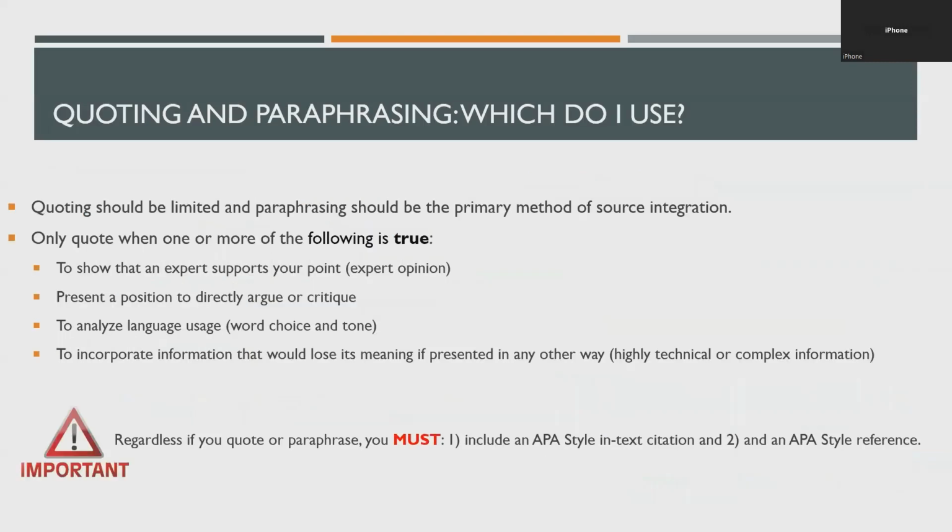So quoting and paraphrasing, which do I use? As I have already mentioned, quoting should be limited. You don't want to quote too much. Paraphrasing should be the main way that you include information from your sources. And we have a few guidelines for when it is a good idea to quote things. You might quote to show that an expert supports your point. So you might use the exact words from an expert to show that someone agrees with you. You might also quote something if you are going to directly argue against that thing or to critique it.